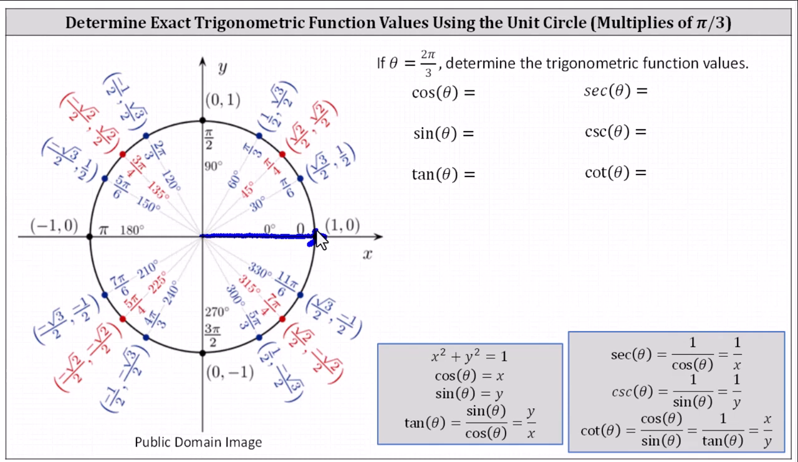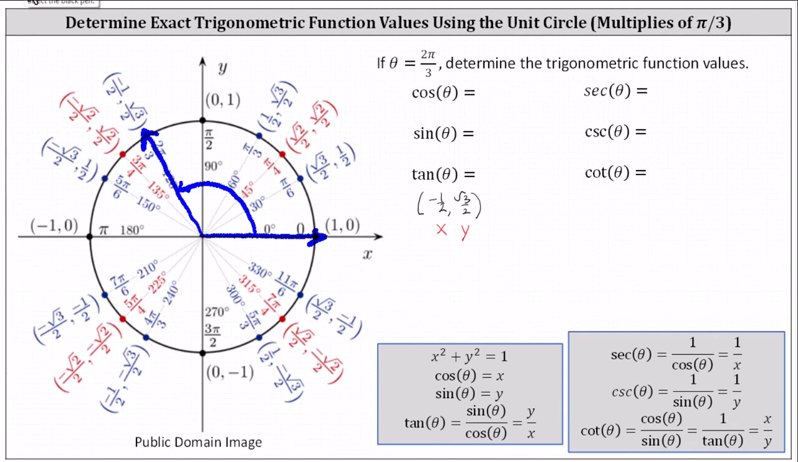Because the angle is positive 2 pi divided by 3, or 2/3 pi radians, we rotate counterclockwise 2 pi divided by 3, or 2/3 pi radians, which would be to here. Notice the terminal side of 2 pi divided by 3 radians in standard position intersects a unit circle at the point -1/2 comma square root 3 divided by 2. We use this point to determine all 6 trigonometric function values.